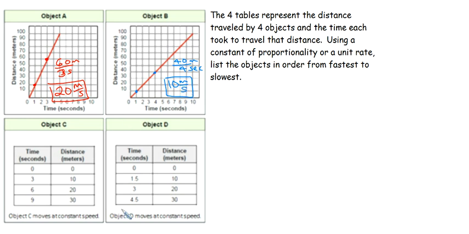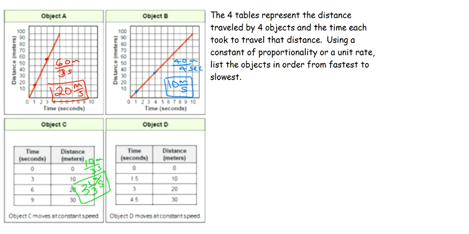All right, hopping down here to the tables. Now, because we're told that each of these moves at a constant speed, we're just going to pick one relationship and go with it. So I'm just going to pick the 10 and the 3 and just go from there. 10 meters over 3 seconds ends up being 3 and 1/3 meters per second.